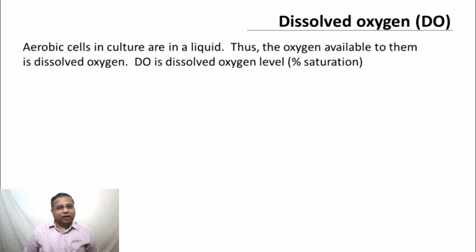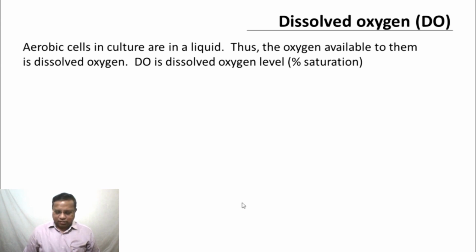Aerobic cells in culture are in the liquid. They are not in air. Therefore, the oxygen that is available to them is the oxygen that is dissolved in the medium, dissolved in the water, predominantly in the medium. And DO is the level of the dissolved oxygen, and it is given as percentage saturation with air. Predominantly air is the source of oxygen for most bioreactors, and therefore it has been the practice to give dissolved oxygen levels as percentage air saturation.